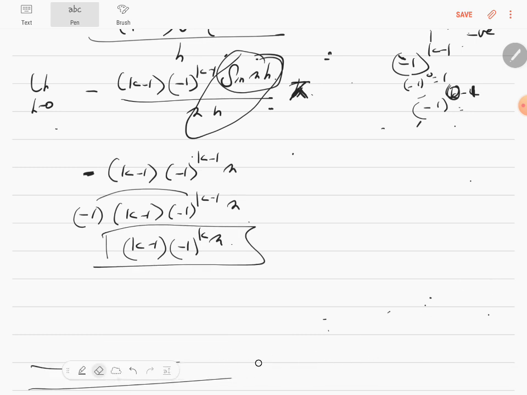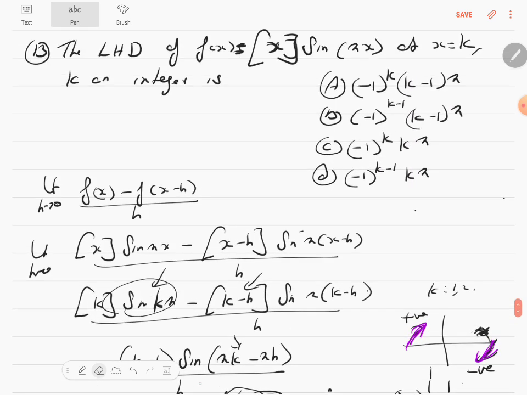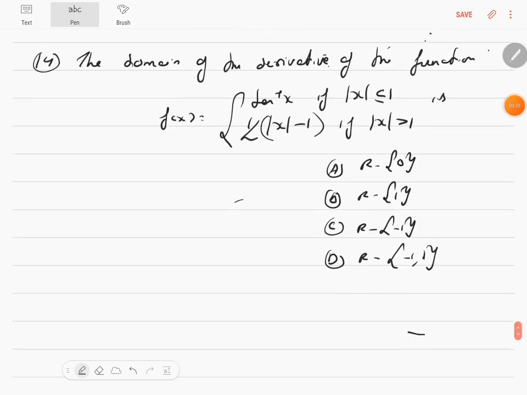I am sure you understood. We can discuss in the class if you are not able to follow, but this is the answer. So whichever option this coincides with, k minus 1 into pi, option number A is the right answer. So let's go to the next question. So this is the next question.